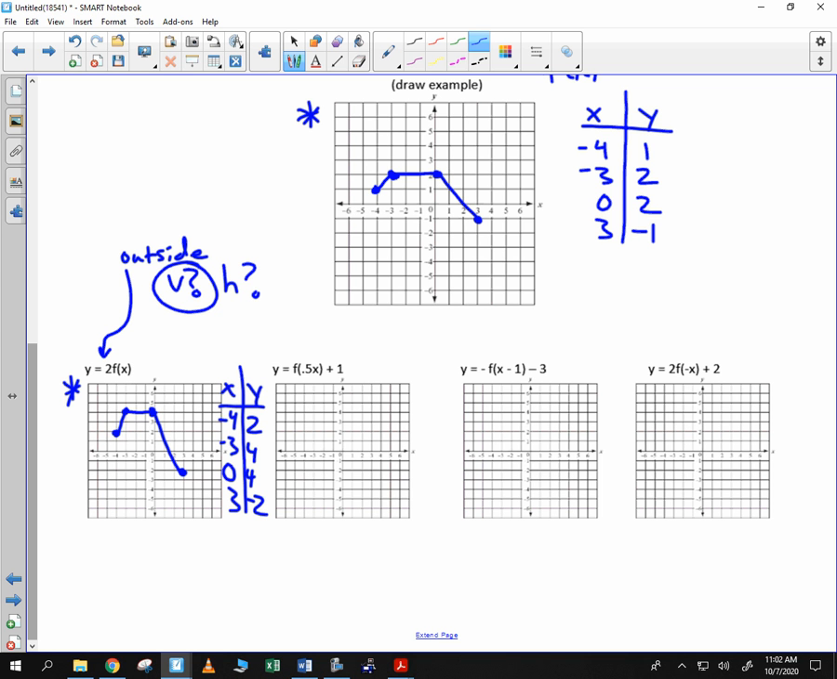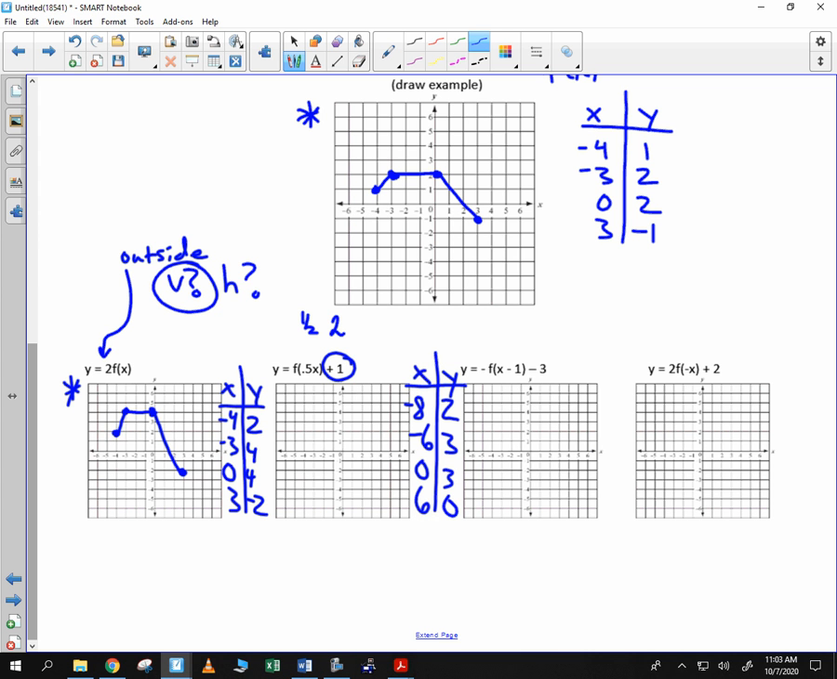Consider the next one, f of 0.5x plus 1. So 0.5 is the same as 1/2. When you see something multiplied on the inside, you take the reciprocal of it. So the reciprocal is 2. So this isn't a horizontal shrink, it's actually a horizontal stretch. We multiply by 2. Since it's on the inside, I multiply the x values by 2. So -8, -6, 0, and 6. The +1 sits on the outside. That's going to affect the y values. So I add 1 to the y values.